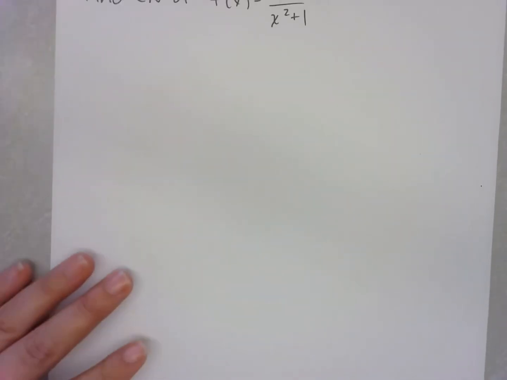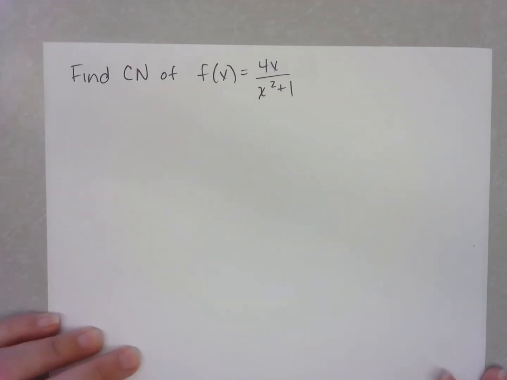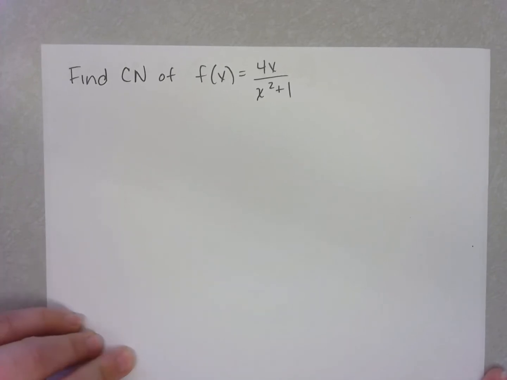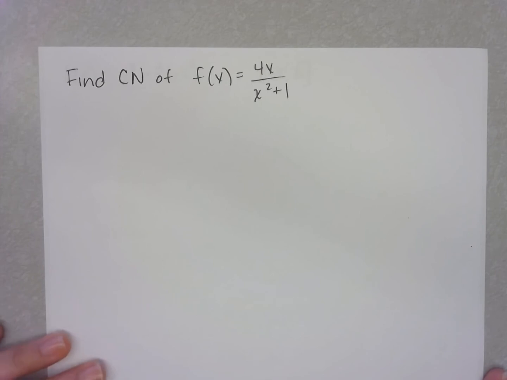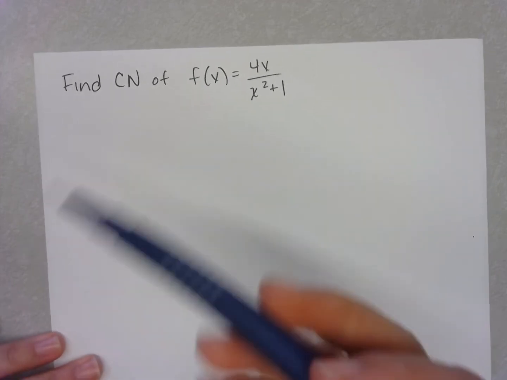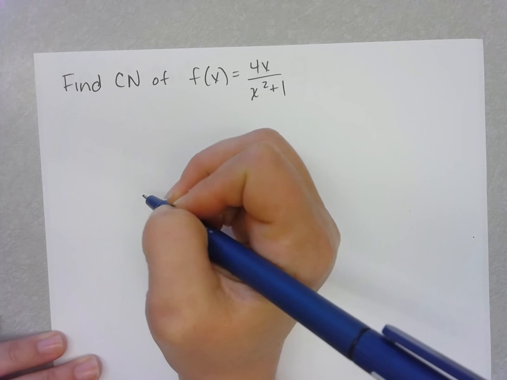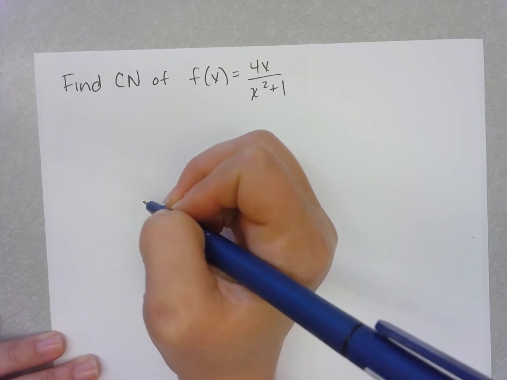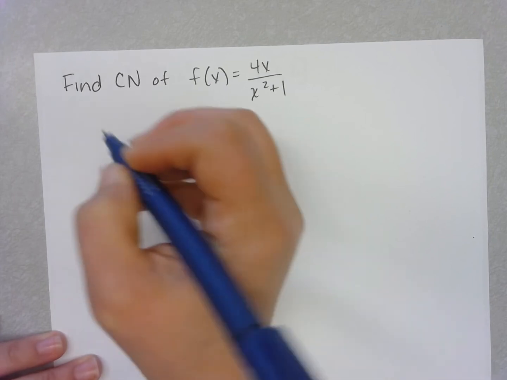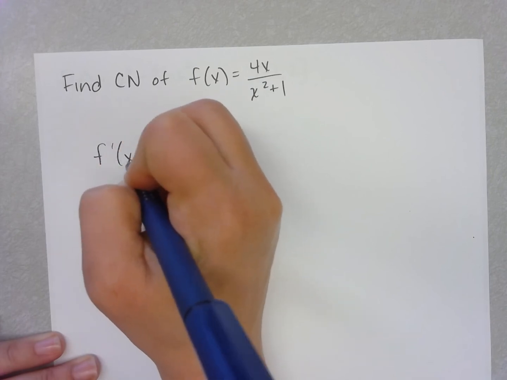All right, so let's do a little practice. Most of the ones that I did so far are pretty basic with the derivatives. This time we're just going to find the critical numbers of f. So that means I'm trying to find where my derivative is either equal to 0 or f prime does not exist. So I'm going to find f prime first.